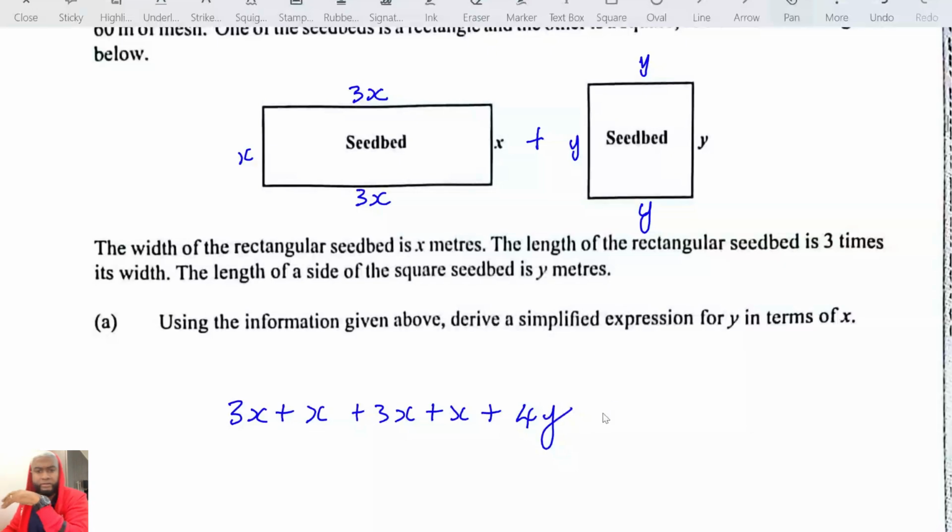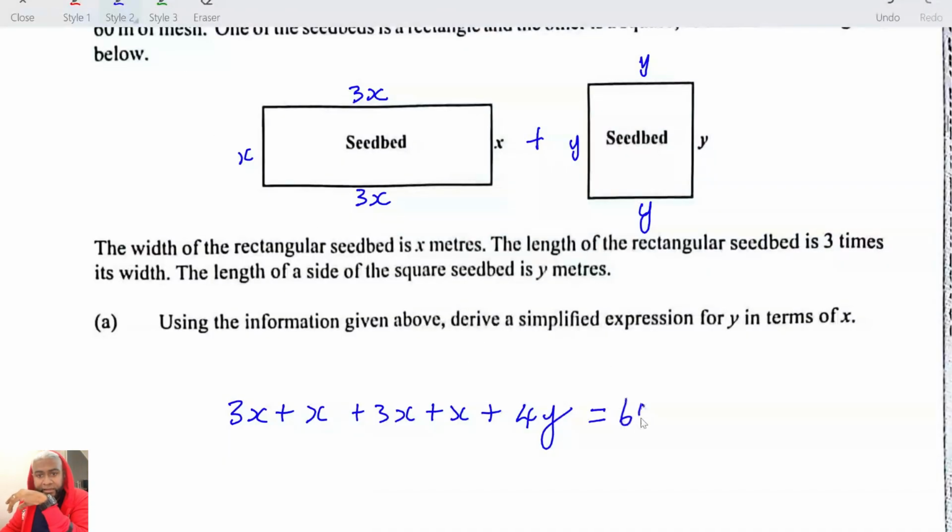Right, so this will be equal to what? The length of the mesh. Because all these things are wire meshes. So it's like some wire mesh here, going all the way around. All the way around is mesh. All right, everybody catch it? That's what's going on there. So the mesh from here plus the mesh from here is equal to how much? What's the total? 60.